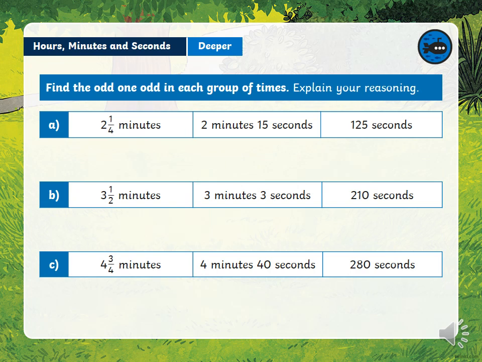Okay, so what you're going to do now is pause the video again and just find the odd one in each group of times. And you need to also be able to explain your reasoning. You can write your reasoning on your piece of paper, or just say it out loud. Which one of these 3 statements is the odd one out in each alphabet, A, B and C? So each alphabet has one odd statement.